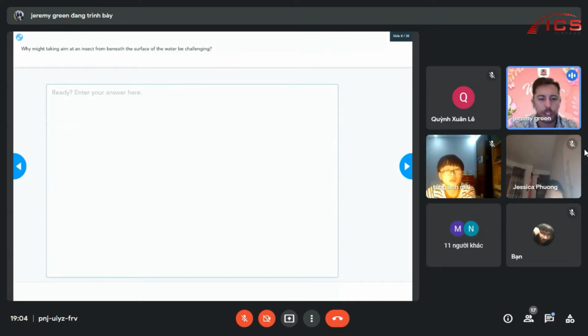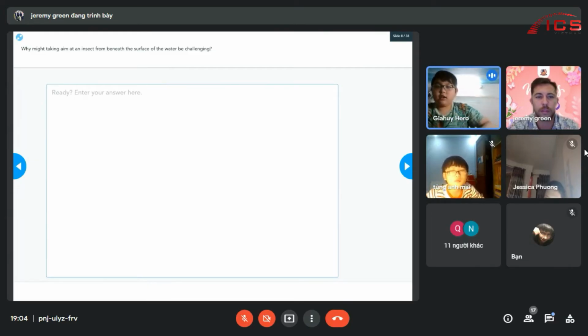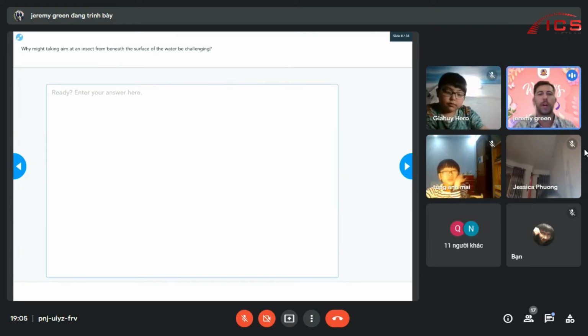Can you read the question at the top of the page? Why might it be challenging to aim at an insect from beneath the surface of the water? So everyone, why might it be difficult to aim at an insect from under the water? Who knows the answer? I think because it's hard. It is hard. Okay, you think because it's hard?